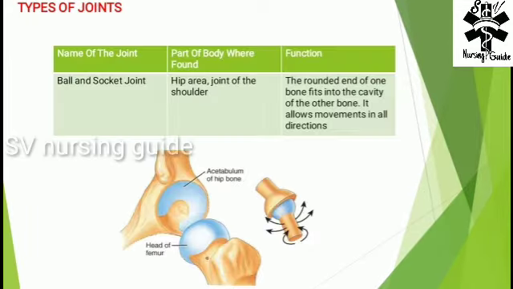First, ball and socket joint, which is present in the hip area and the joint of the shoulder. The function of the joint is the rounded head of one bone fixed into the cavity of the other bone. It allows movements in all directions. You see in this picture, this is the acetabulum of the hip bone and the head of the femur. The head of the femur is fixed in the acetabulum of the hip bone and allows movements in all directions. This is the ball and socket joint.